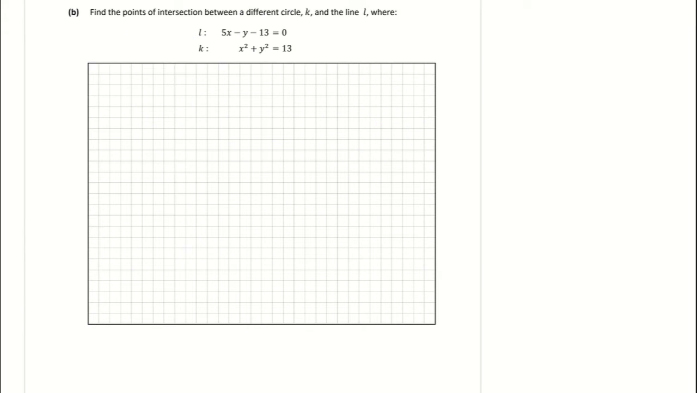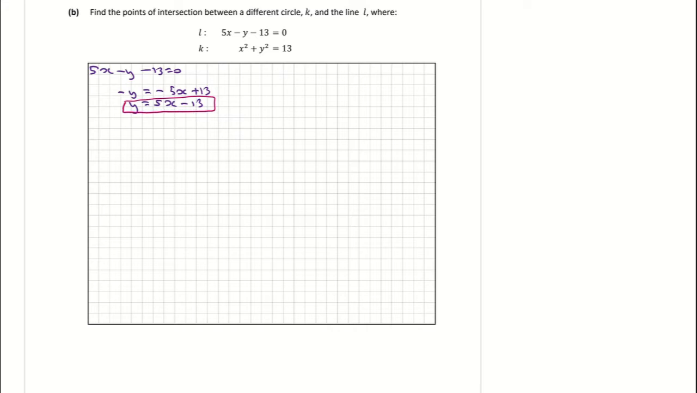Part B, find the point of intersection between circle K and the line L. So this is simultaneous equations where you're subbing in the line into the circle. So basically what we're going to do is take the line L and manipulate it. What I mean by that is you can have it be y equals or x equals. So it's easier to stick with the y. Move over the 5x, which becomes a negative, and the 13 becomes a positive. Change the signs because I want positive y, so that becomes positive y is equal to positive 5x, negative 13. So this part now that we found is very important.